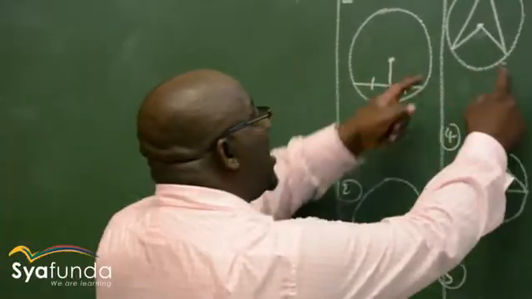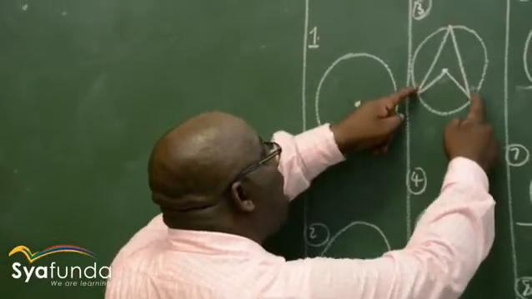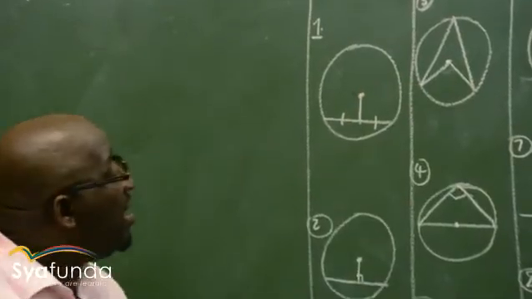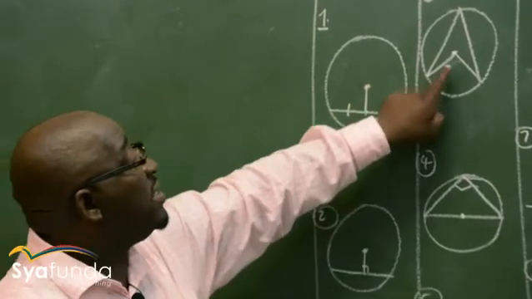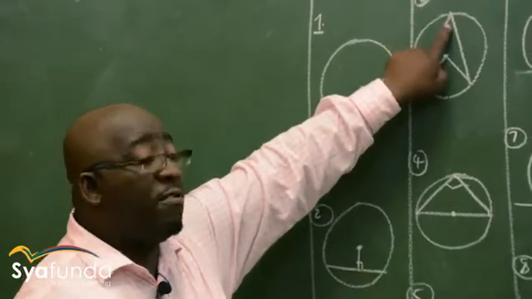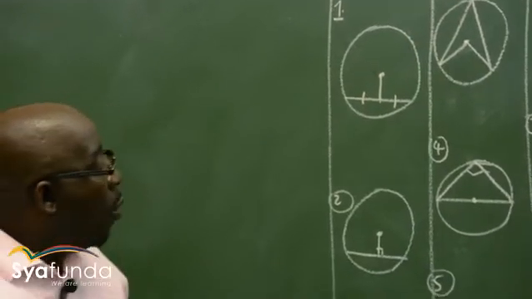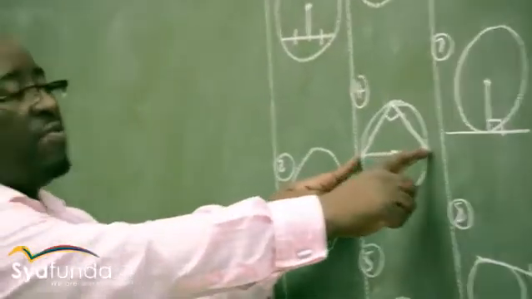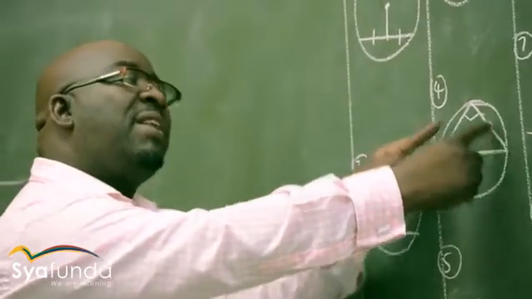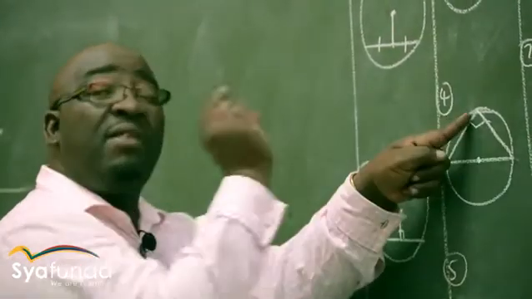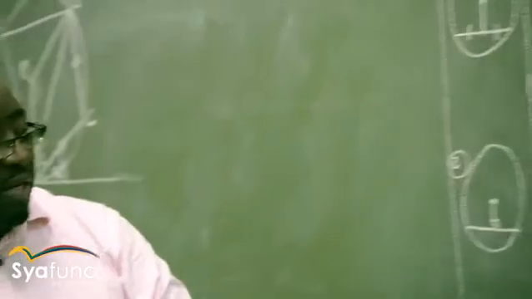This one, we call it the center theorem. The angle subtended by this arc at the center is twice the angle subtended by the same arc at the circumference. In other words, if this is 100 degrees, that one will be half of that, 50 degrees. Whenever I've got a diameter, in this fourth one, the angle formed by this diameter at the circumference will always give us 90 degrees.